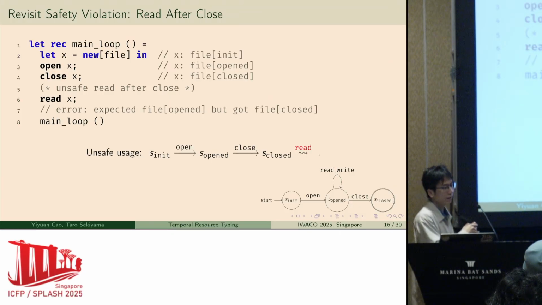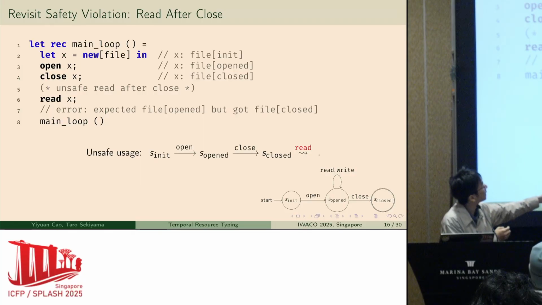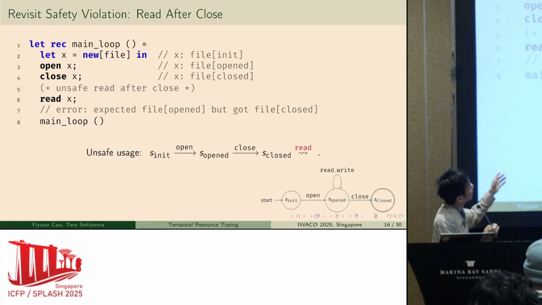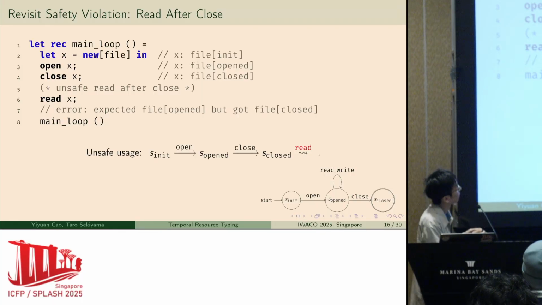Now let's see how our type system catches safety violations. In this program, a file is created, same as before, and it is opened, so it goes from the initial state to the open state, and then it is closed, going into the closed state. At this point, if you invoke the read operation, it is rejected by the type system, because the expected type is in the open state, but what we got is in the closed state. So we correctly capture this safety violation.